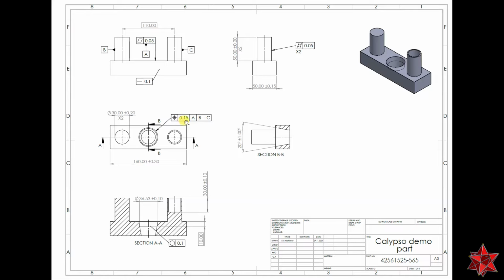And we can see here, for example, that we have datum A, the primary datum, and B minus C, which means that datum B and datum C are a common datum. So we will do exactly that.